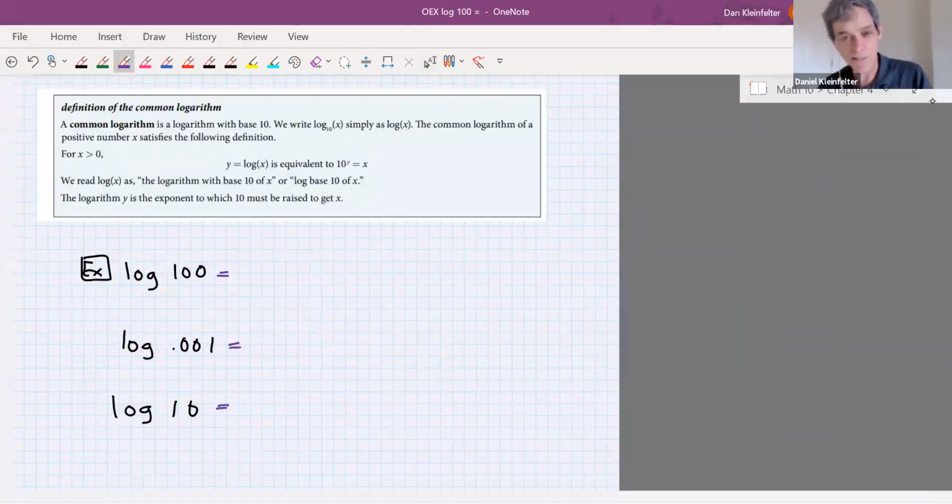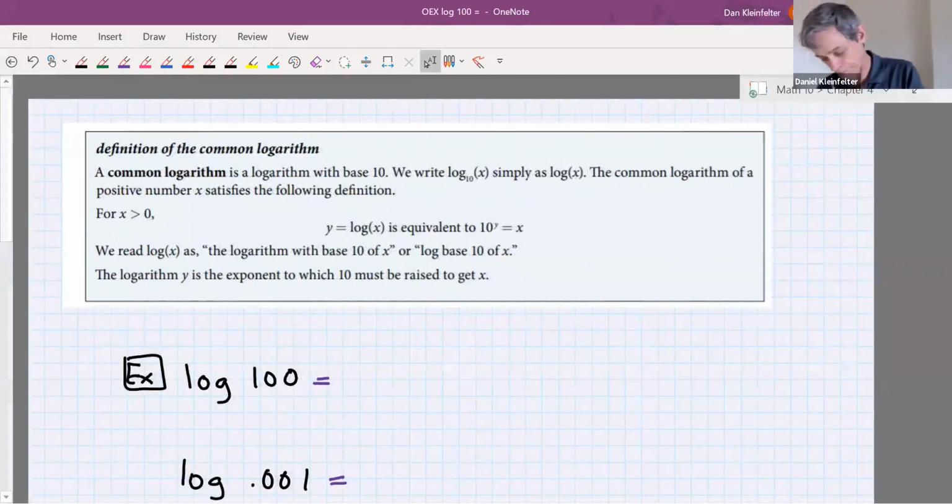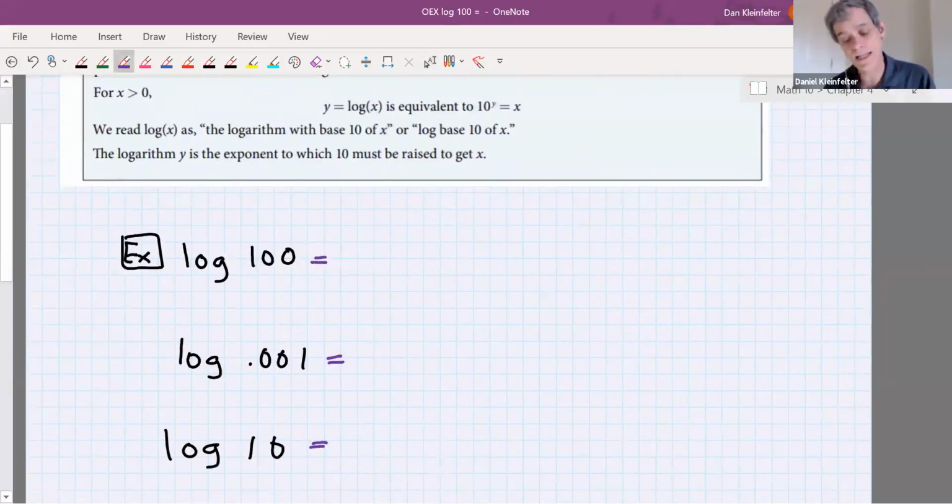And that's called the common logarithm, so we're going to define that right now. So a common logarithm is a logarithm with base 10. We write log base 10 of x, or if we leave the base off and just write log x, that's going to be assumed to mean base 10 log in this class. And so y equals log x means 10 raised to the y power equals x. And we'd read log x as the logarithm with base 10 of x, or log base 10 of x.